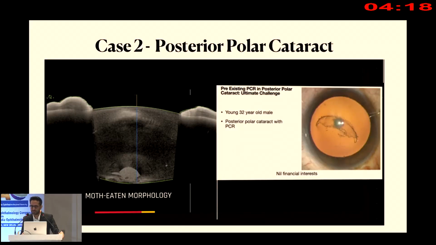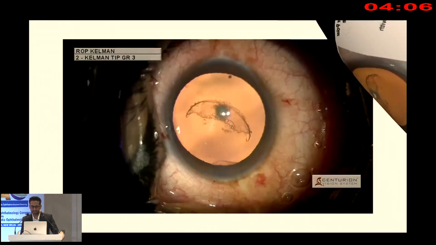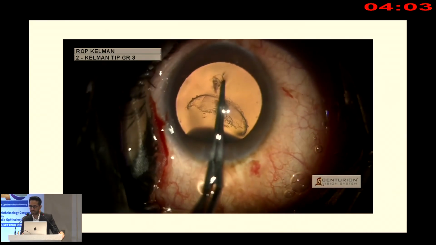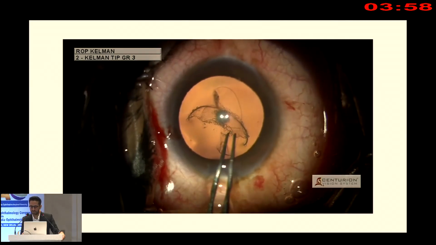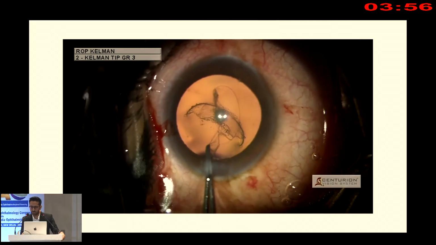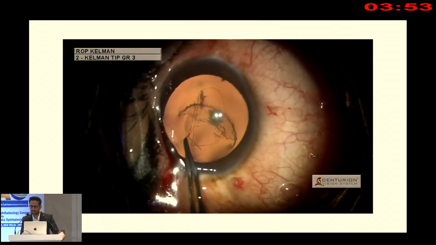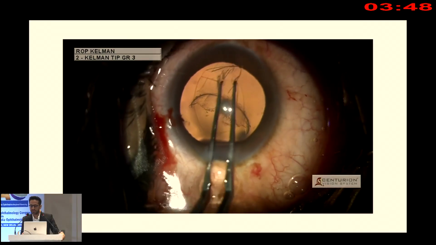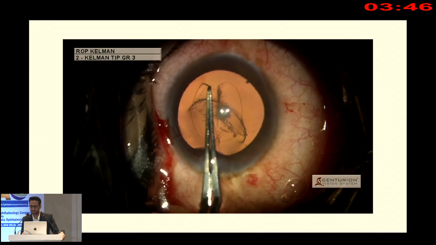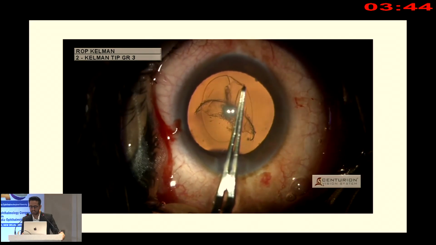So this is another case of posterior polar cataract, a young 32-year-old male with an overly soft posterior polar cataract. Preoperative OCT shows moth-eaten morphology, which confirms a pre-existing defect. So now I'm going to start my case. Calibrated incisions are very important at the start of the case, followed by an oval rexis. So this has both the advantages of a small and large rexis, and I can use this to my advantage later on by doing an optic capture if needed.